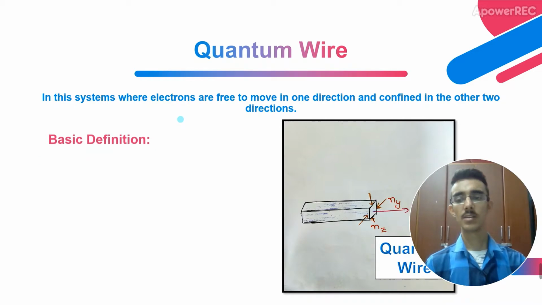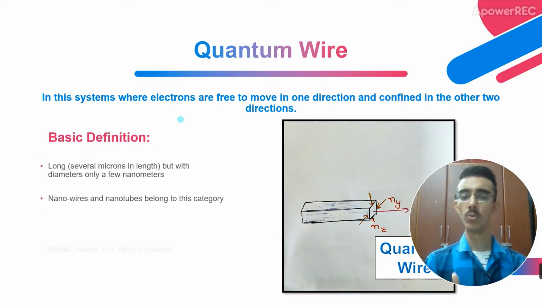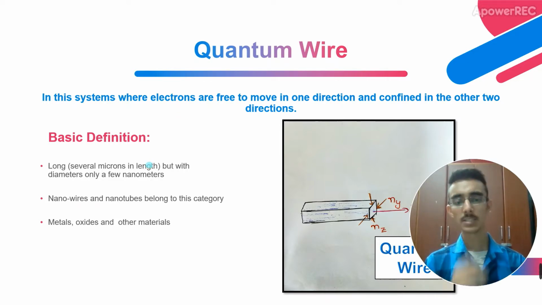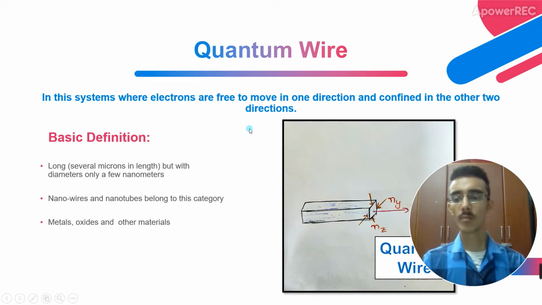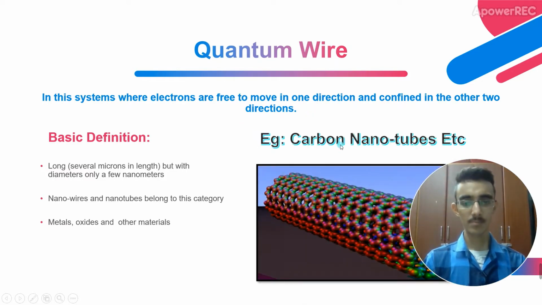The second type is quantum wire. In a quantum wire, electrons are free to move in only one direction and are confined in 2 directions. Let us suppose the diagram given over here. We see that the y-axis and z-axis are confined, but electrons are free to move in the x-axis. That is, the electrons can move only in one direction. The example is carbon nanotubes.